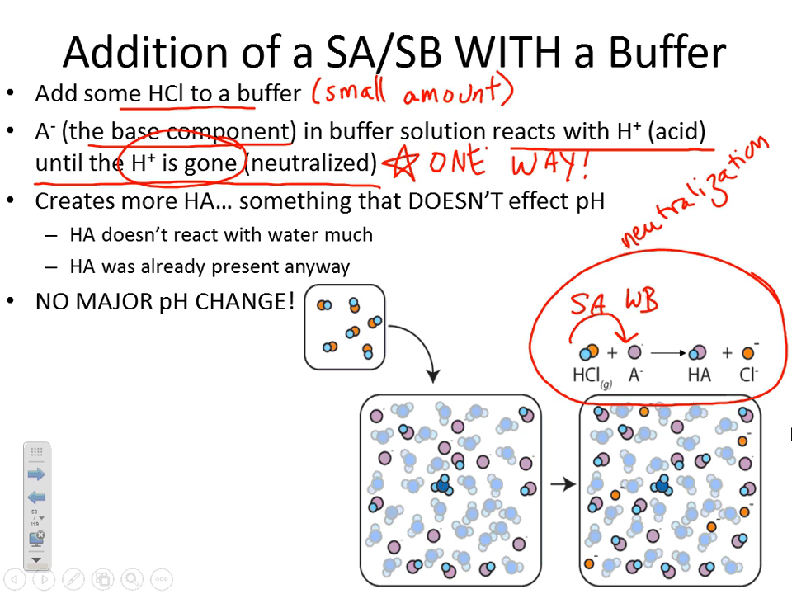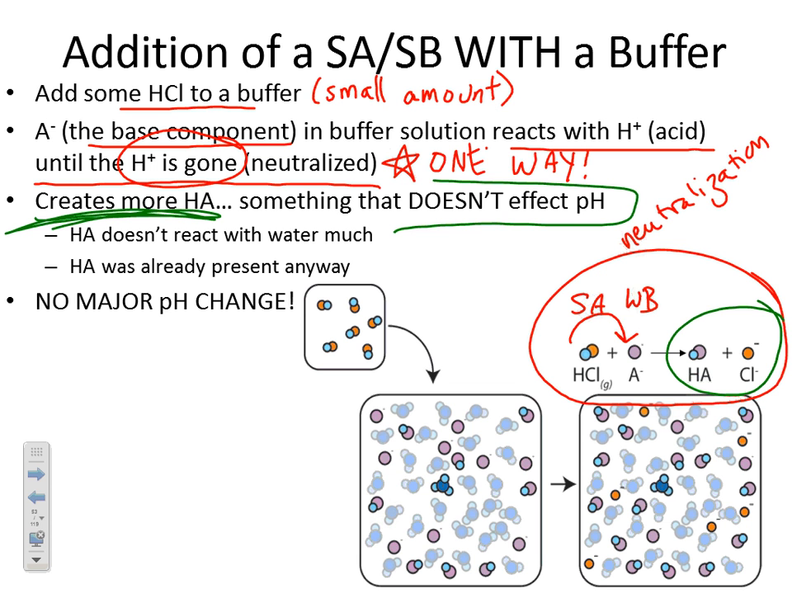But then look at what we made. We made HA and we made Cl minus. Again, we're creating things that do not affect pH substantially. We created a weak acid. We created something that does not like to dissociate, something that does not like to donate its H plus ion at all. HA doesn't really react with water much, right? It's a weak acid. It likes to stay as HA, not H plus and A minus. And we already had it there anyway, right? HA was already in solution.